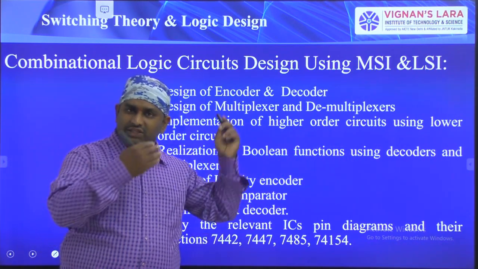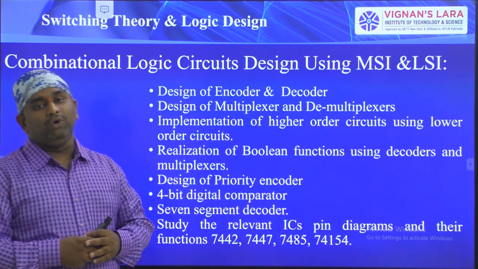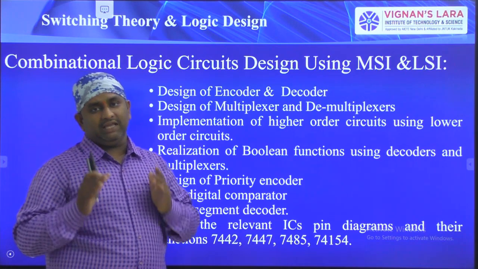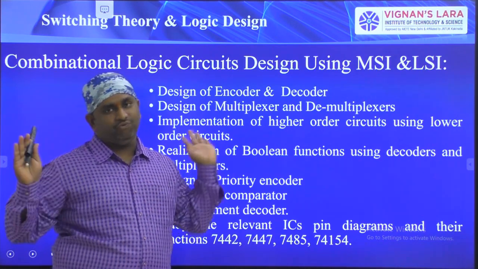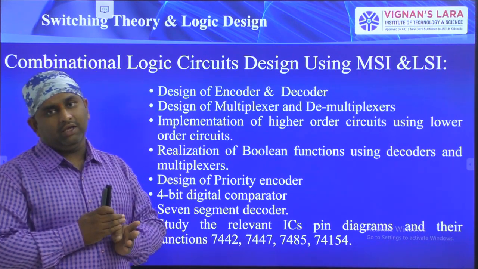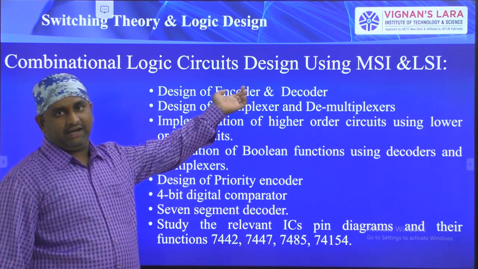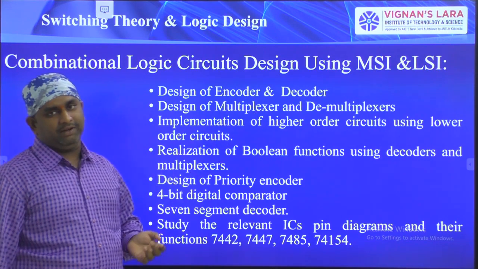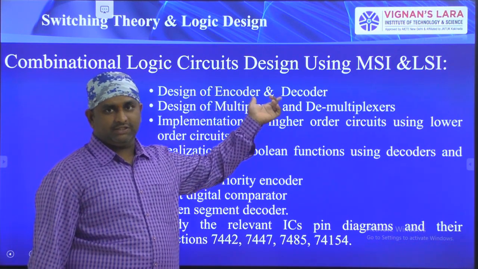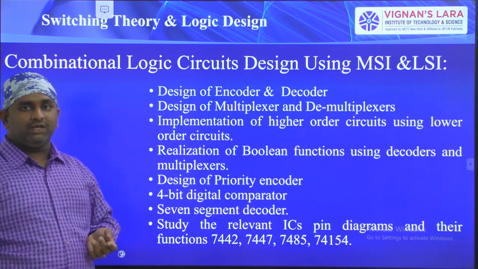Actually all these circuits are very helpful to implement any type of Boolean function. For example, you are given y equal to a bar b plus a b bar plus a b c d plus a b bar c bar d bar. Generally you implement that function by using AND and OR gates. Here you are asked to implement the same function by using the decoders and encoders concept, otherwise multiplexers, demultiplexers concept. So first you have to learn these encoders, decoders, multiplexers and demultiplexers. Then you will see how to implement any type of function by using them.